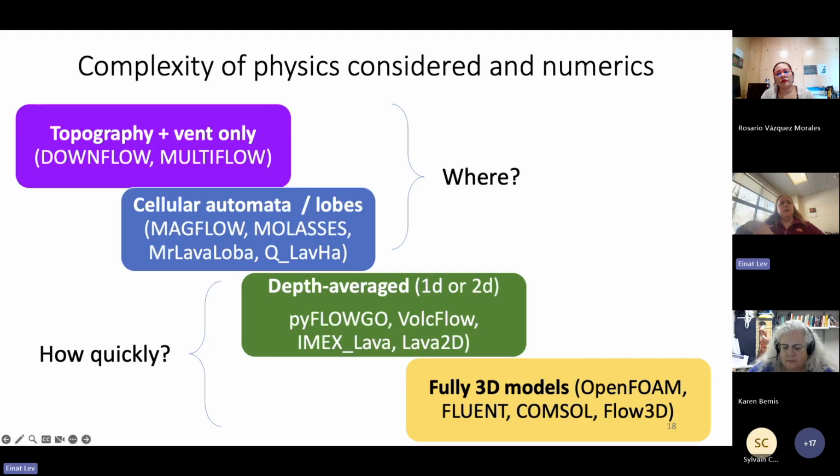And then if you really want to dig into the physics of the problem and look at the fundamental process, that is where you can use fully three-dimensional models that solve the equations without any of these relaxing assumptions. Usually these are based on some existing numerical packages, finite element tools or finite volume tools that are used in other fields, like OpenFOAM, Fluent, COMSOL, Flow3D, and things like that.